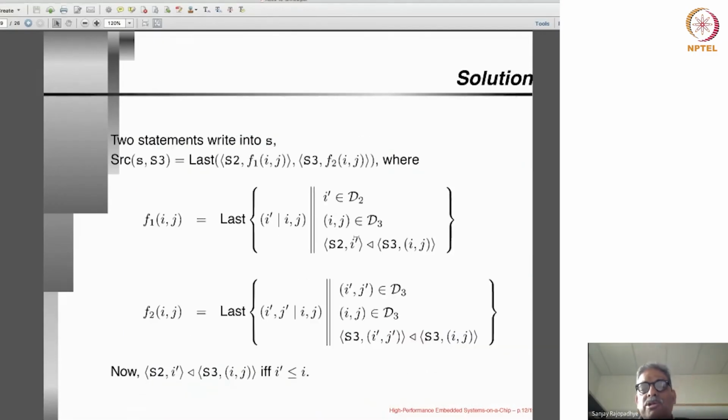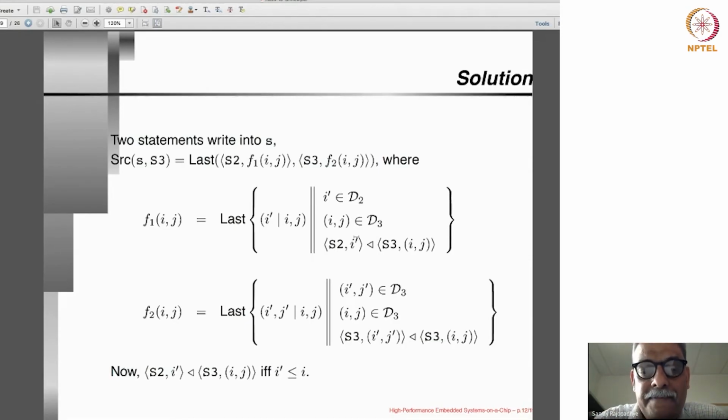That is vacuously true because my array variable is a scalar variable. Both of the statements, all statement instances that write into S, write into the same memory location because S, in our case, happens to be a scalar. So that equality constraint went away. And all you want is S2 I prime lexicographically precedes S3 ij in the execution order.